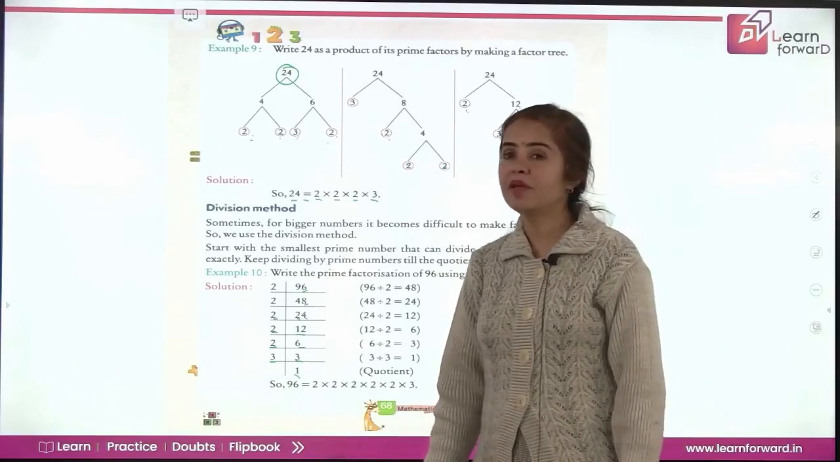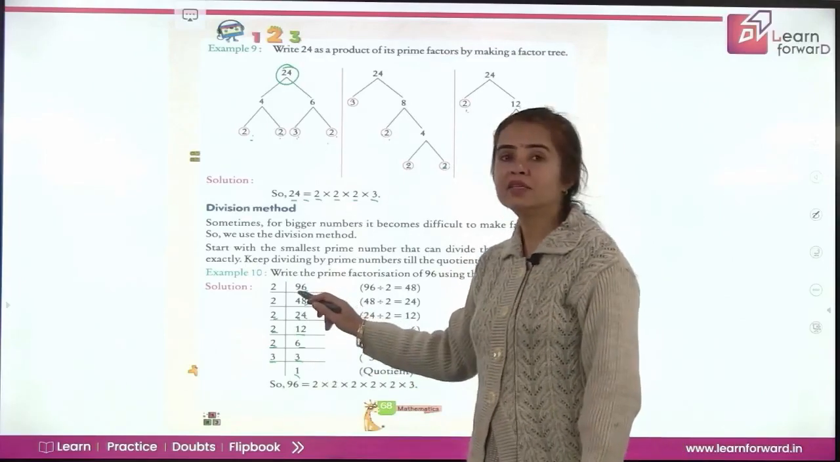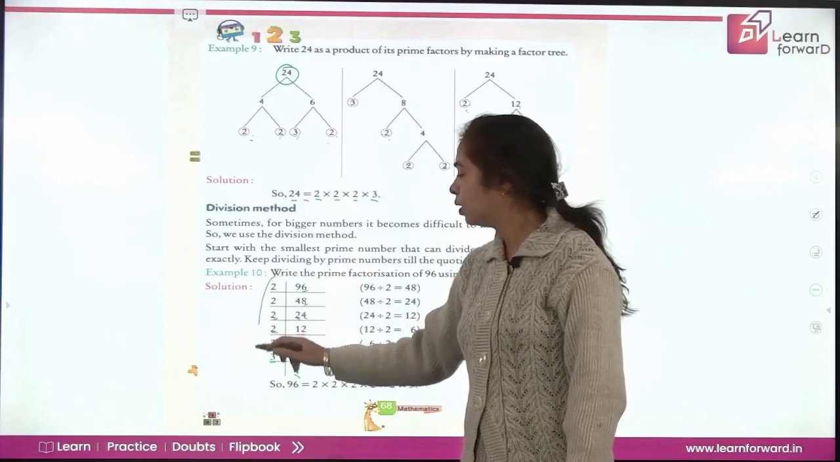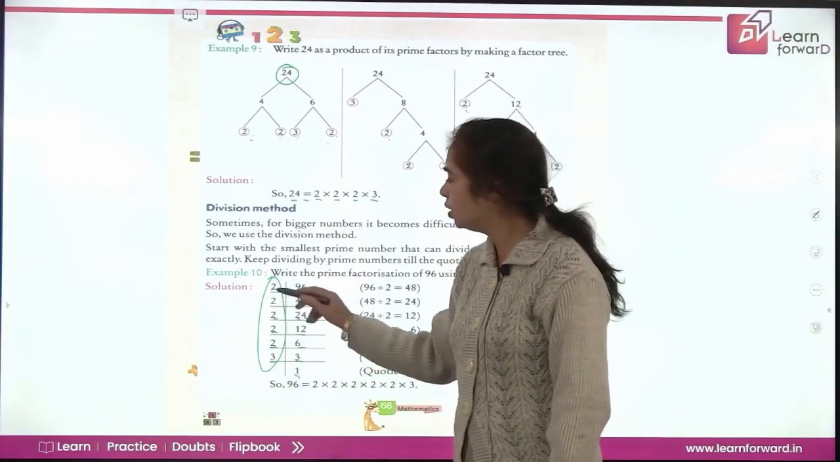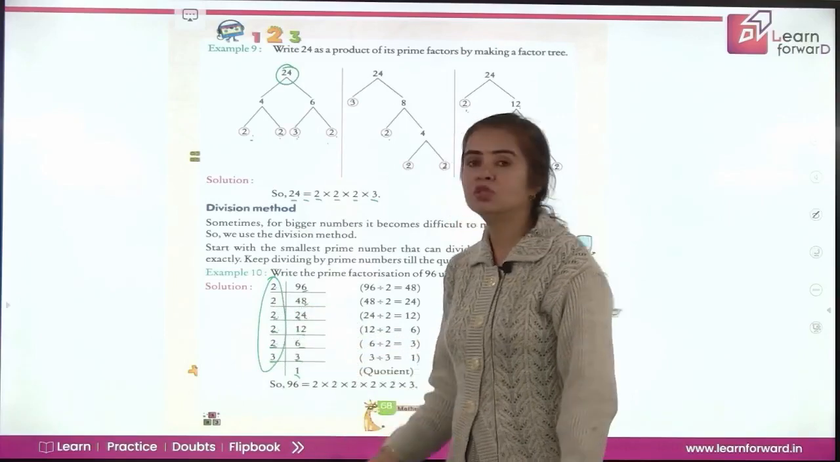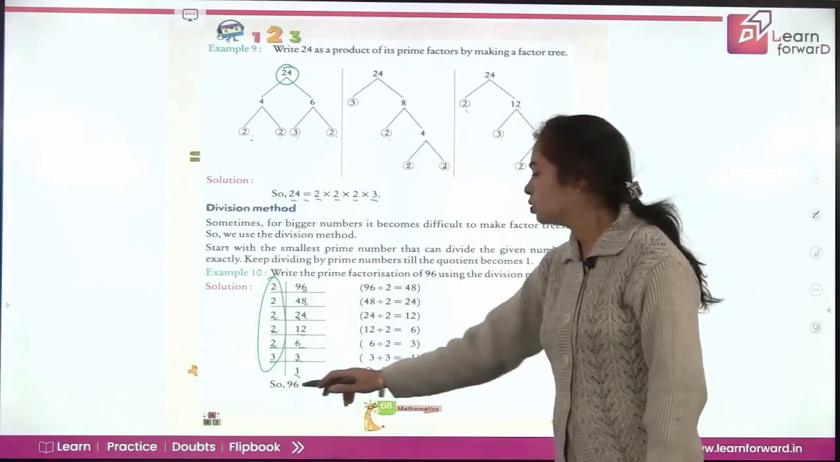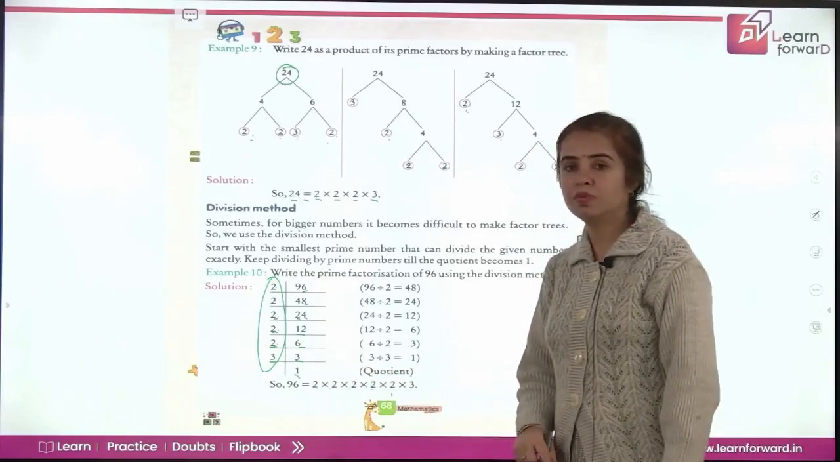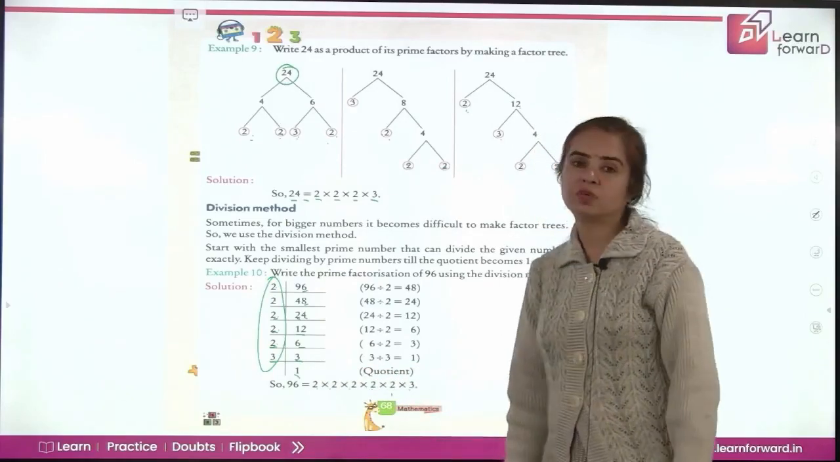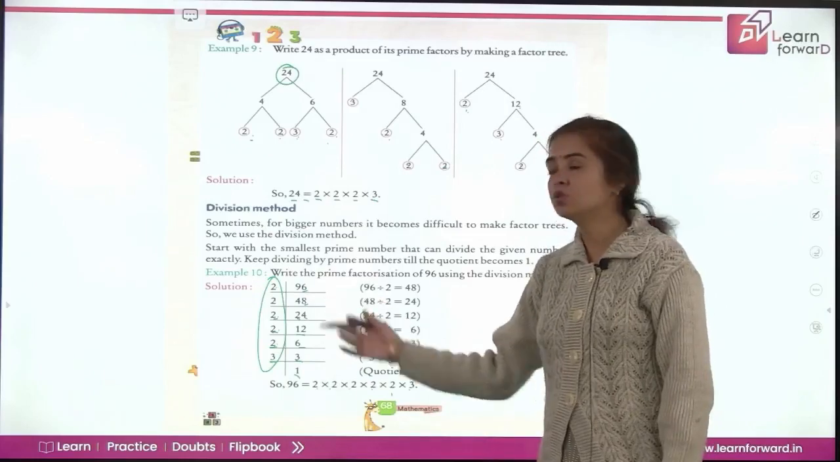Now what is the prime factorization here? 96 is equal to the product of all these prime numbers. How many times 2? 1, 2, 3, 4, 5 times 2 and just 1 time 3. So 96 is equal to 2 multiplied 5 times and just 1 time 3. So this is also an easier way.